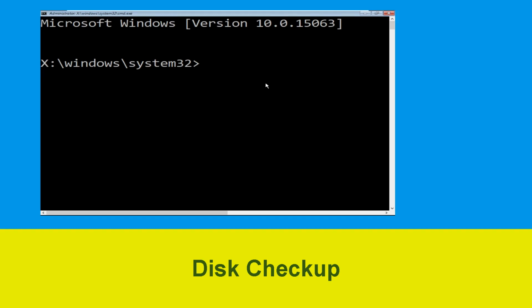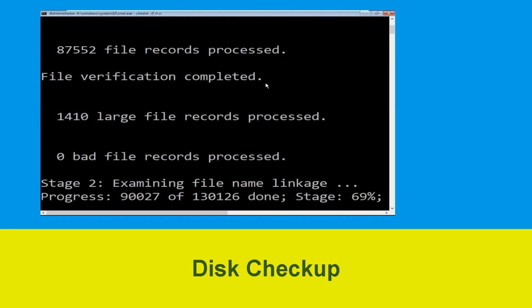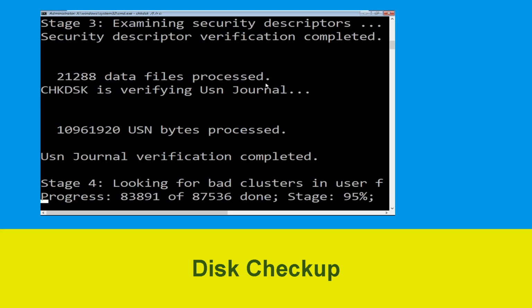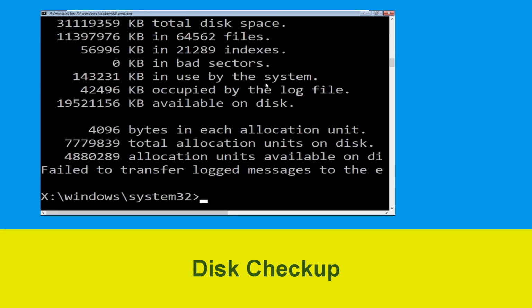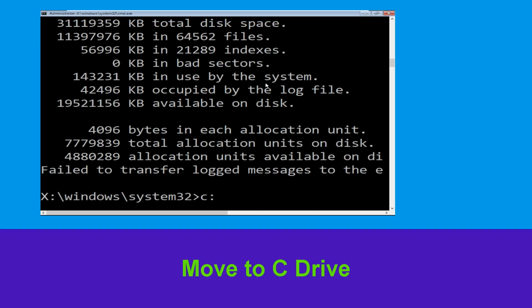Now type chkdsk space /f space /r space c colon and hit enter. Then we need to wait for some time to complete the process. Once done, move to the next step. Now type c colon and hit enter.